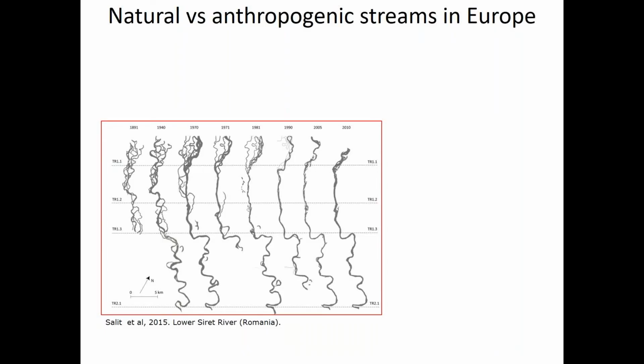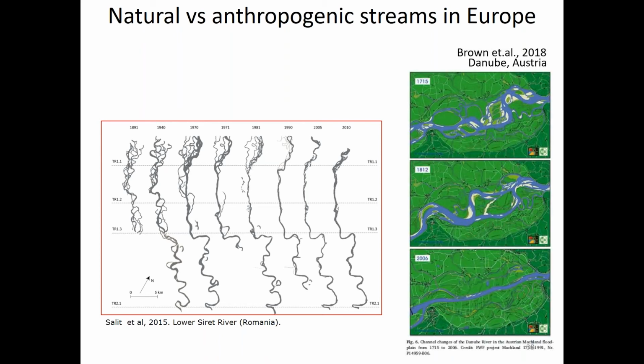And a couple of recent examples out of Europe: the lower Siret River in Romania. This is a really nice 150-year series of images showing the transition from multiple thread channel, high floodplain connection to single thread channel. And the Danube in Austria, very similar, with a 300-year history recorded here.